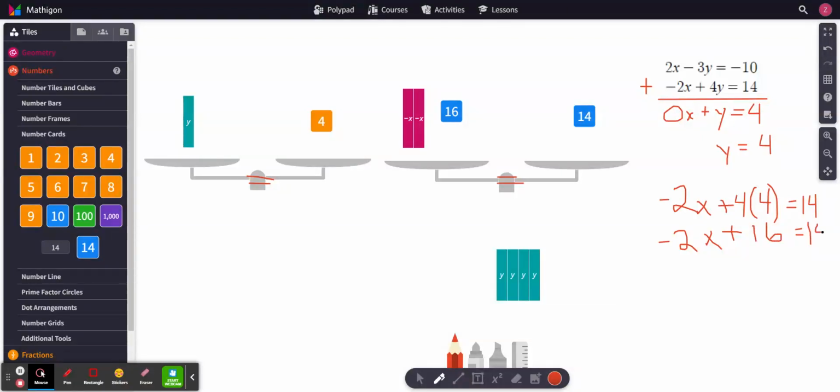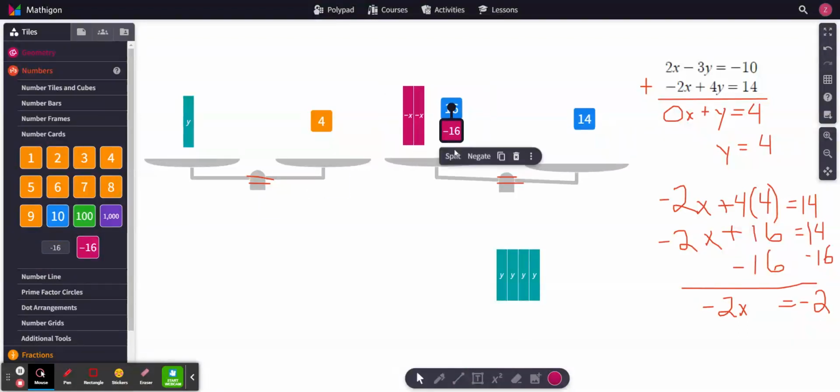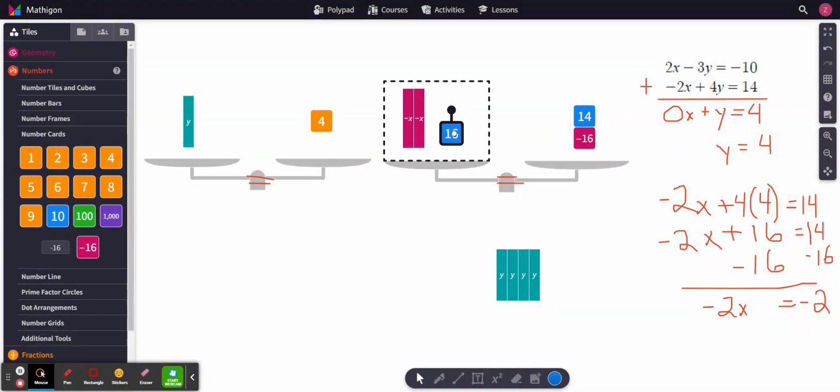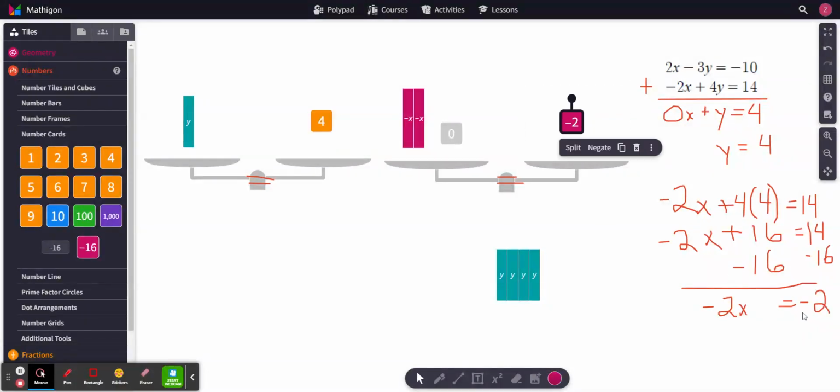is 14. Okay, this is where the balance scale gets a little weird. Here, I would love to just subtract 16 from both sides. And that would leave me with negative 2x equals negative 2. Right, this is where the balance scale falls apart a little bit. But remember, I can do something really similar by adding negative 16 to both sides. That gets me to the same spot. So here I have 0. Here I have negative 2, just like we found down here.